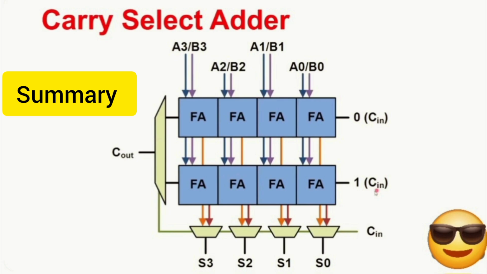Reading this schematic correctly requires understanding three things: that both FA, that is full adder, rows receive identical data inputs and run simultaneously, that the top row assumes carry in 0 and the bottom row assumes carry in 1, and that the actual carry in drives the multiplexers to select the correct pre-computed result at the final output stage. That is the complete accurate picture of what this circuit does and why it does it.